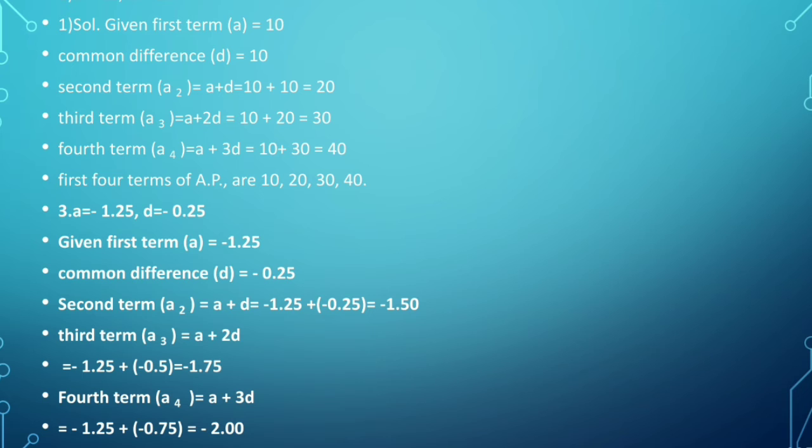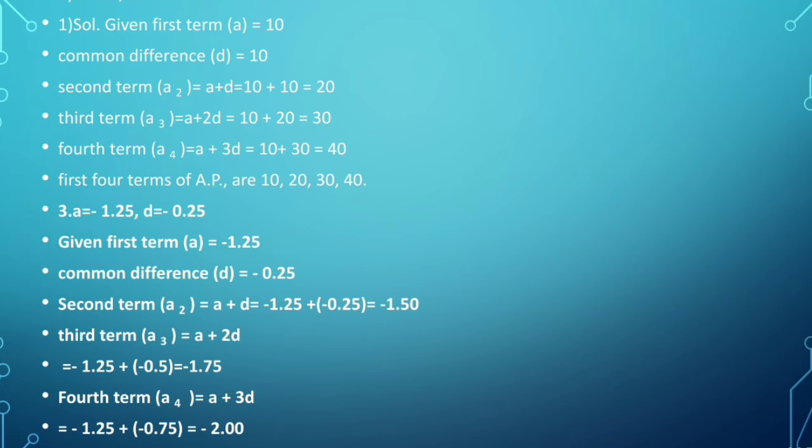Now A is equal to minus 1.25, D is equal to minus 0.25. So given the first term A is equal to minus 1.25, the common difference D is equal to minus 0.25. Now second term, we know A2 is equal to A plus D, that is equal to minus 1.25 plus minus 0.25, that is equal to minus 1.50.